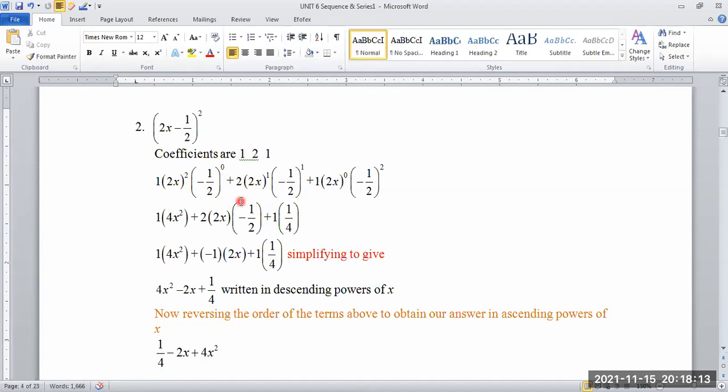Now, this negative 1/2 to the first is the same thing as negative 1/2, I'm just removing the power. This 2x to the first is the same thing as just 2x as I remove the power. And this 2 is this 2. Negative 1/2 times 2 is negative 1. This 2x is the same 2x here. So negative 1/2 times 2 is negative 1, and this 2x is the same as this 2x right here.